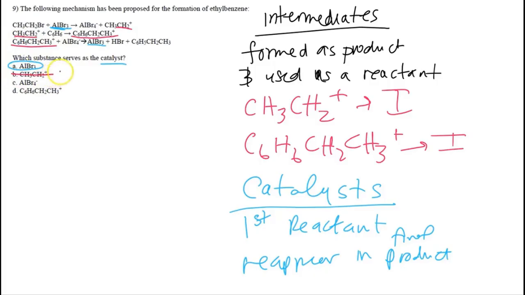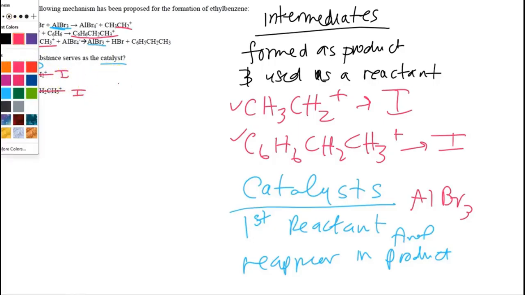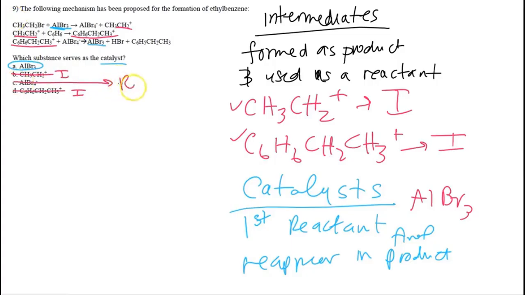We already know it's not this. That's an intermediate. We already know this one's an intermediate. We figured that out before. Okay? And so our catalyst will be AlBr3. It's the only one that forms as a first reactant and then finally reappears in the products, okay? And then AlBr4- is just a regular old reactant. So we don't have to worry about that. And that's how I actually approach question number 9. Now, remember, this says reactant, so let me go ahead and rewrite that, just so you know how to start seeing what they are when you're breaking these down.